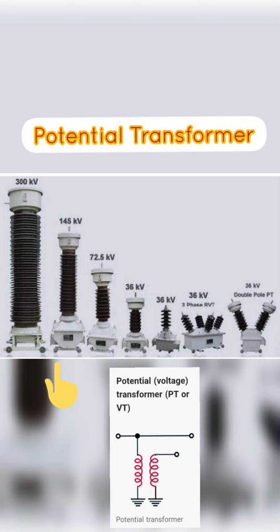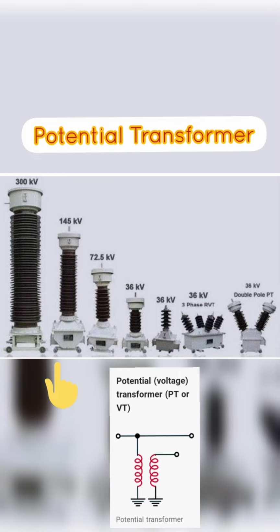Potential transformer, PT, also known as a voltage transformer, VT, is an instrument transformer used in electrical power systems to step down high voltages to safer, measurable levels for protection and measurement purposes. PTs are commonly used in electrical substations, switchyards, and generating stations to provide accurate voltage measurements for protective relaying and metering applications. The construction of a PT consists of a primary winding connected in parallel with the high-voltage circuit and a secondary winding connected in series with the low-voltage circuit.